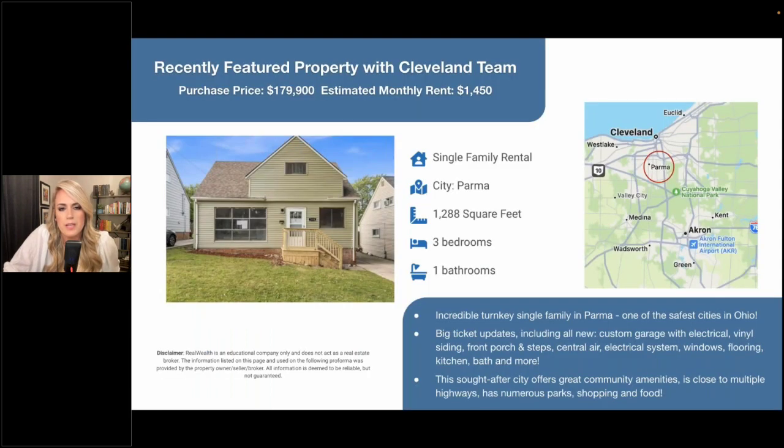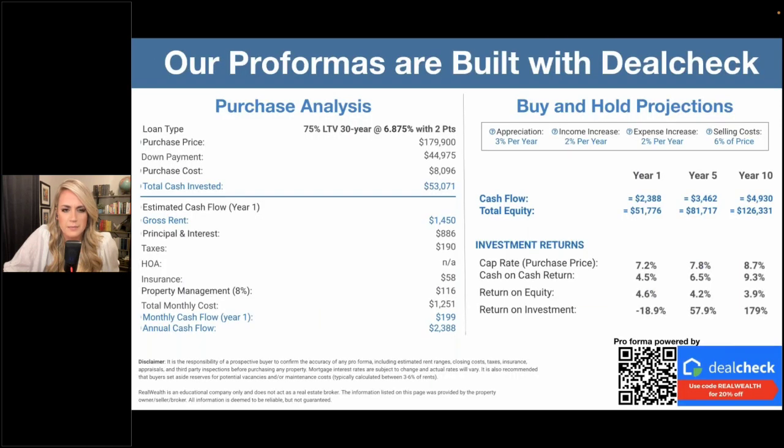Okay, so this is the deal that was just recently featured, just a couple weeks ago, by our Cleveland team. So this lets you see a real deal: purchase price of $179,900, estimated monthly rental income of $1,450. And here's some of the specs of the home. But what we demonstrate to you guys is a pro forma that shows your fixed costs and gives you that year one cash flow projection. Sorry, I'm having a bad delay with these slides here. There we go.